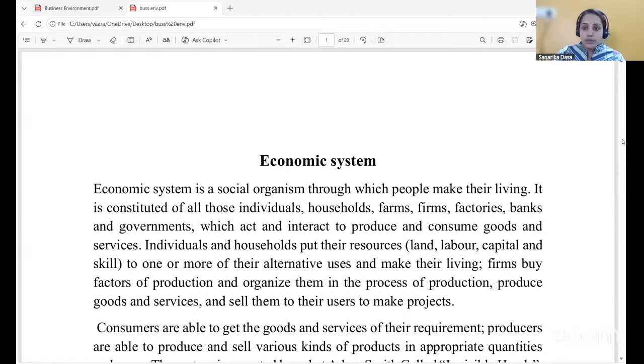We have Unit 4, 5, and 6. Unit 4 is Economic Environment, Unit 5 is Political and Legal Environment, and Unit 6 is Social Cultural Environment. So today we are going to start with Unit 4 and 5, that is Economic Environment and Political and Legal Environment. Let me share a screen with you all. I hope the screen is visible to you all.